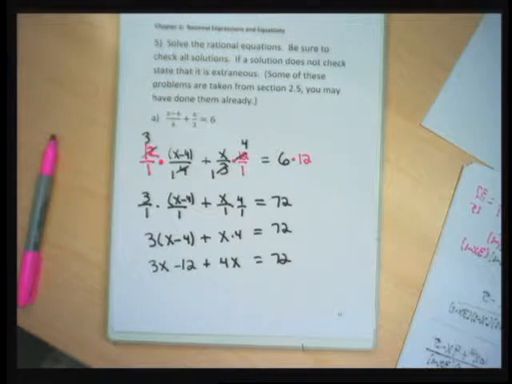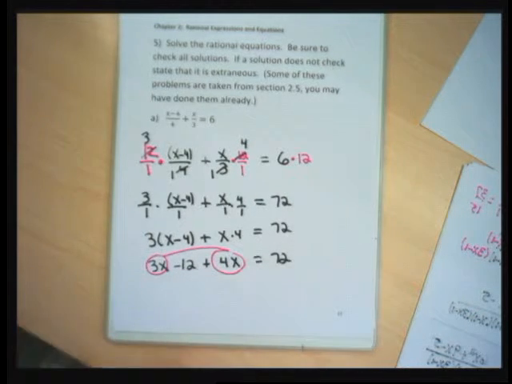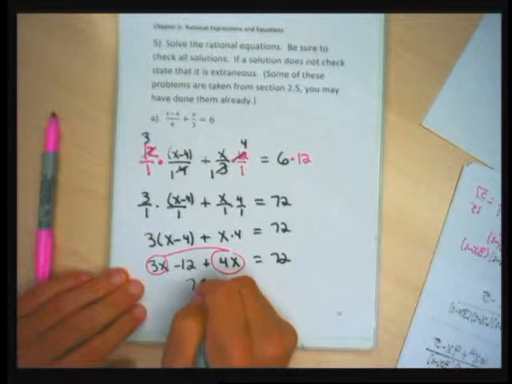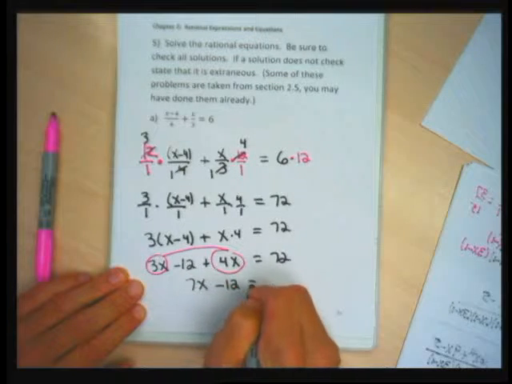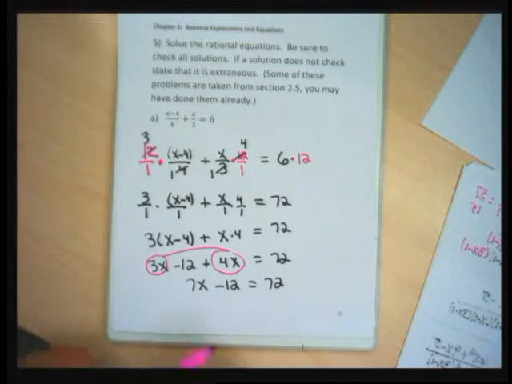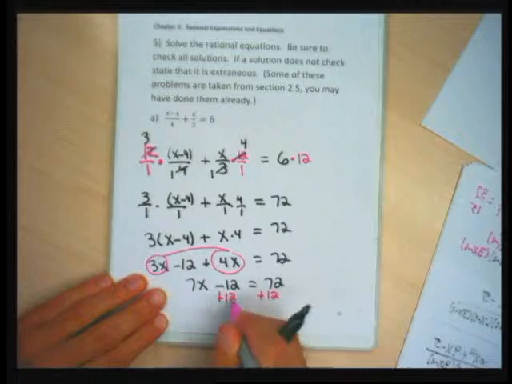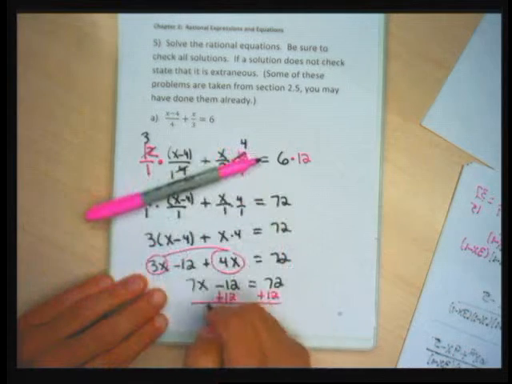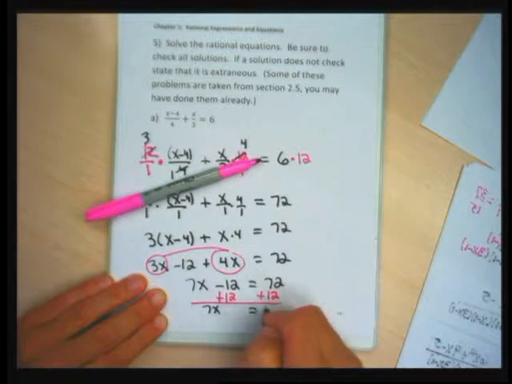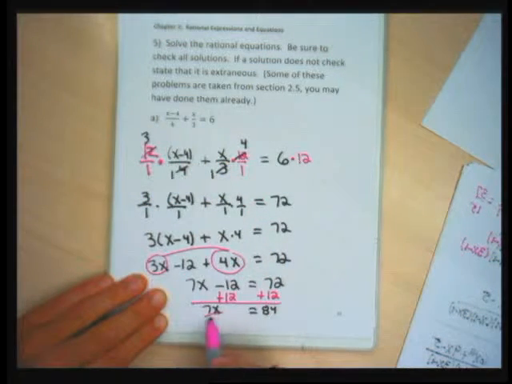So I need to solve this. There's no factoring because there's no square. I'm going to add the 3x and the 4x and get 7x. I'm going to leave the minus 12. Now I'm going to add 12 and divide by 7. When I add 12 to both sides, the 12 cancels on the left side. I'm left with 7x. On the right side, I get 84. Now I'm going to divide by 7.